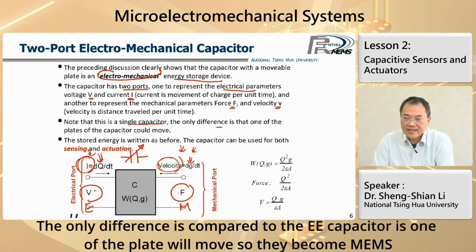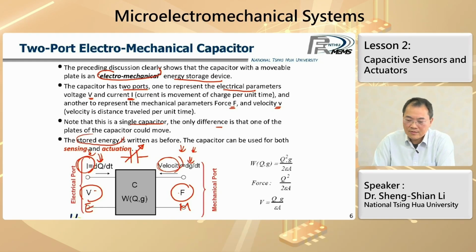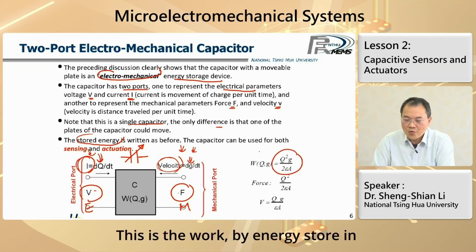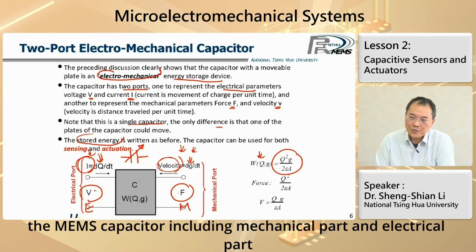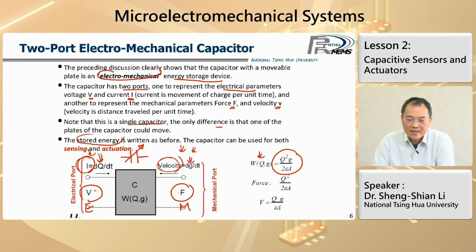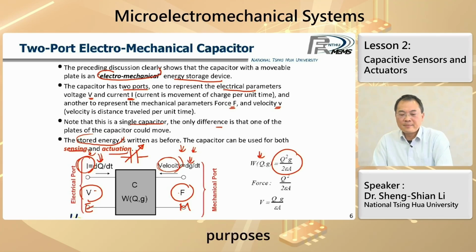The only difference as compared to the double E capacitor is that one of the plates will move. So they become a MEMS capacitor. And such kind of stored energy shown here, this is the work, right? The energy stored in the MEMS capacitor includes a mechanical part and an electrical part. They can serve for both sensing and actuation purposes.